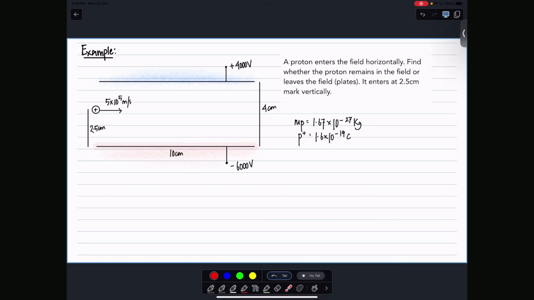Did you understand the question? So you have your particle entering at the 2.5 centimeter location in the field at a velocity of 5 into 10 to the power 5 meters per second. Now it could do this, it could do that, right? You have to figure out using math, what does it actually do? Does it stay inside or does it go outside?